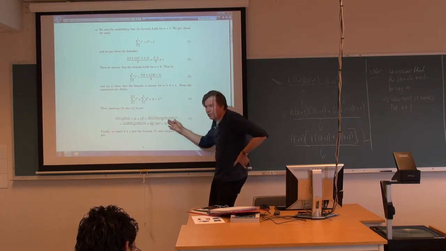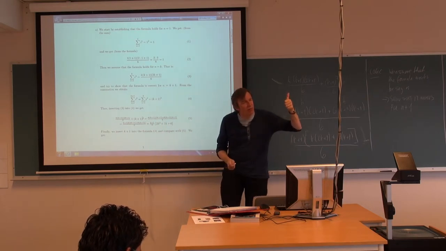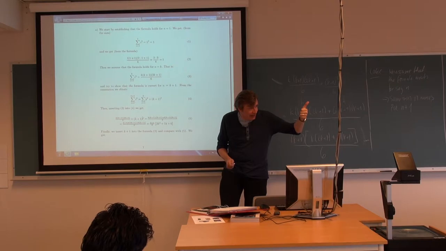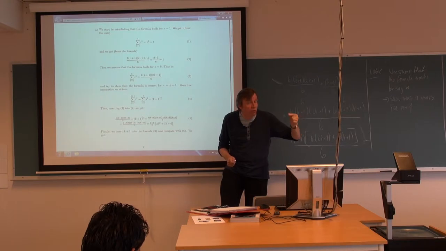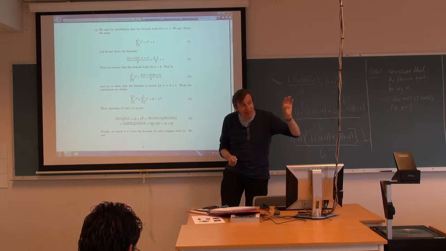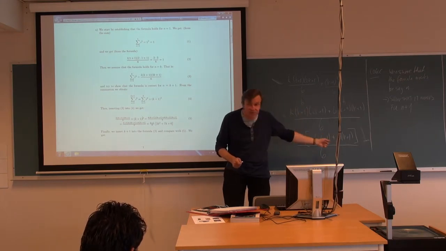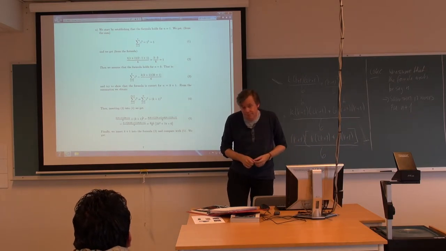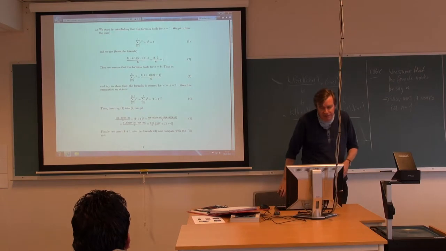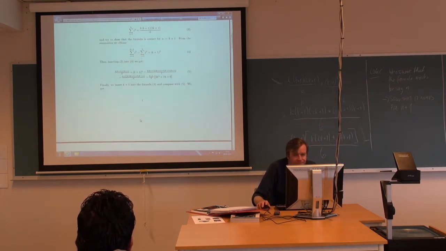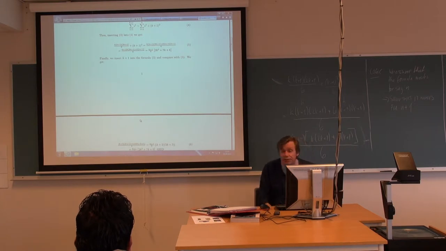So what I have done in this equation is to make the assumption that the formula works for n equals k. And by using that assumption, I've derived an expression which should work for k plus 1. So what I need to show now is that by just entering k plus 1 into the original formula, if I get the same answer as here, then it's OK. And that's exactly what I'm doing at the next step here. Finally, as it says here, we insert k plus 1 into the formula and compare it with equation 5. And if these two expressions are equal, then we have shown what we wanted to show.